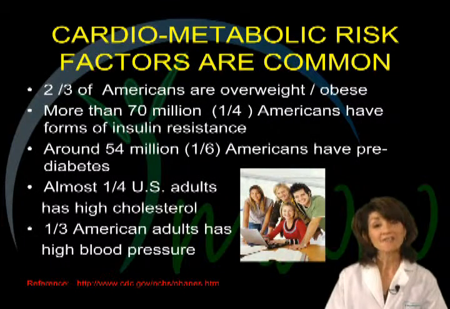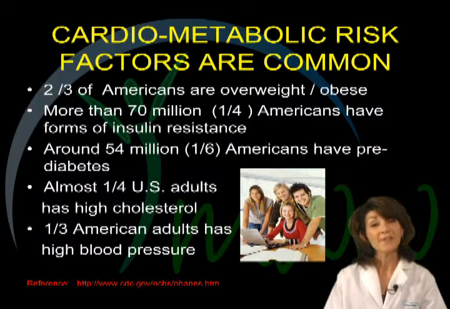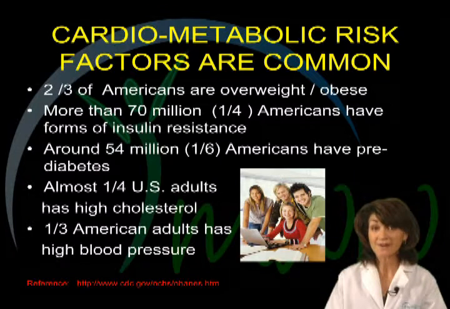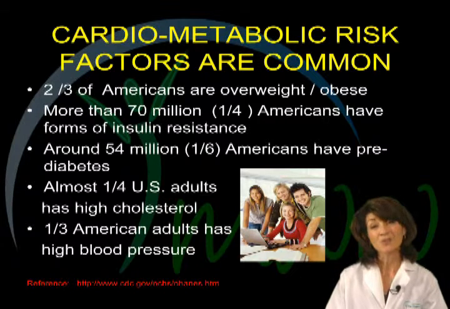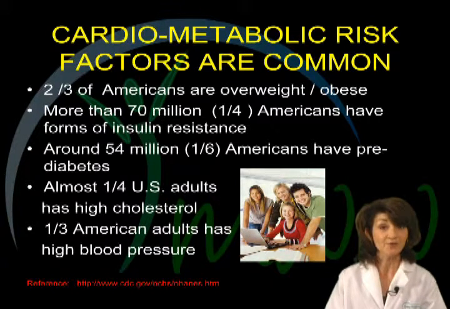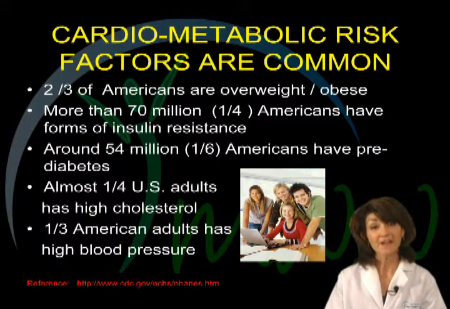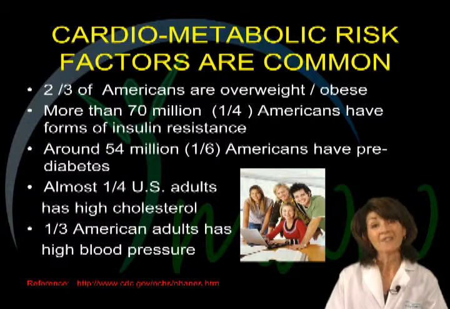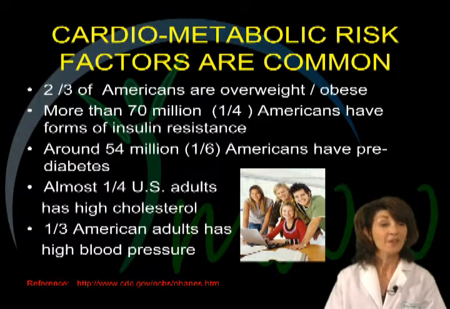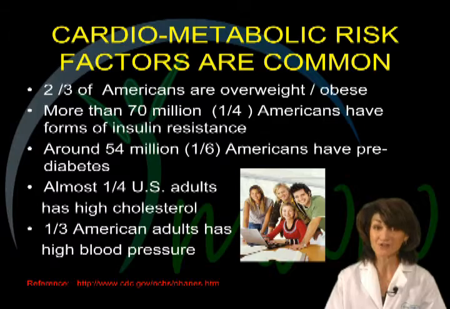To highlight just how common cardiometabolic risk factors are, the dire statistics show that 2/3 of Americans are overweight or obese. More than 70 million, or 1 in 4 Americans, have forms of insulin resistance, a condition where your body is trying desperately to control blood sugar levels. Around 54 million, or 1 in 6 Americans, have prediabetes, and almost 1 in 4 adults in the United States have high blood cholesterol levels. 1 in 3 American adults has high blood pressure.